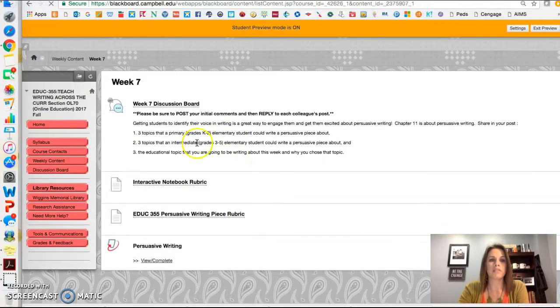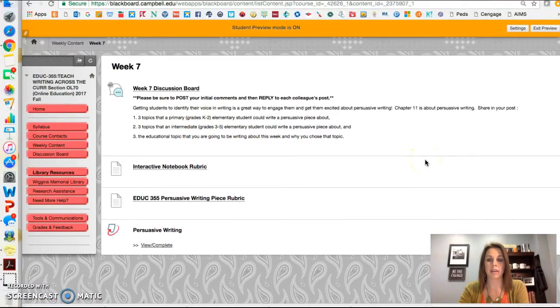The first thing that you'll notice is your discussion board. So this connects with a couple of those learning outcomes. So it's very important to recognize that there are some topics that are easier for our primary grade students to write and respond to or write a persuasive piece to. And then there are some topics that are more relevant for intermediate or upper elementary grades. So I want us to start thinking about what are some of those topics that our students can write about, and they're the greatest generator of these ideas.